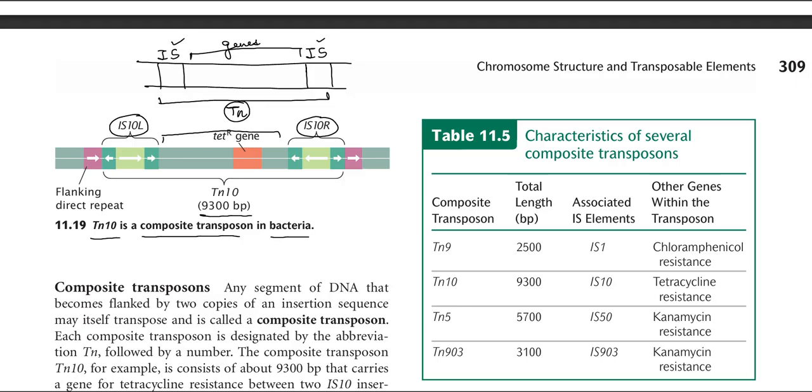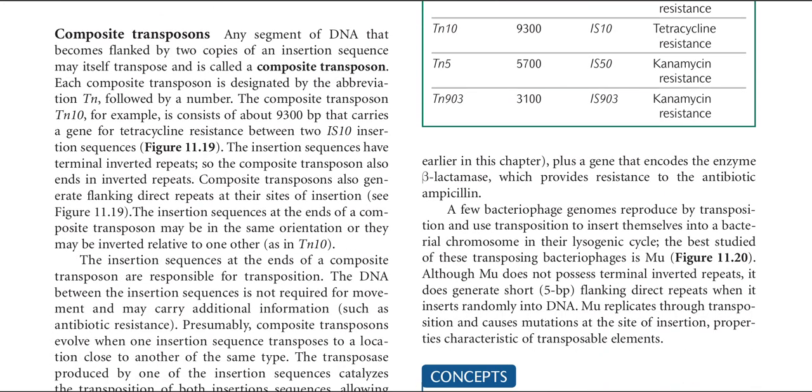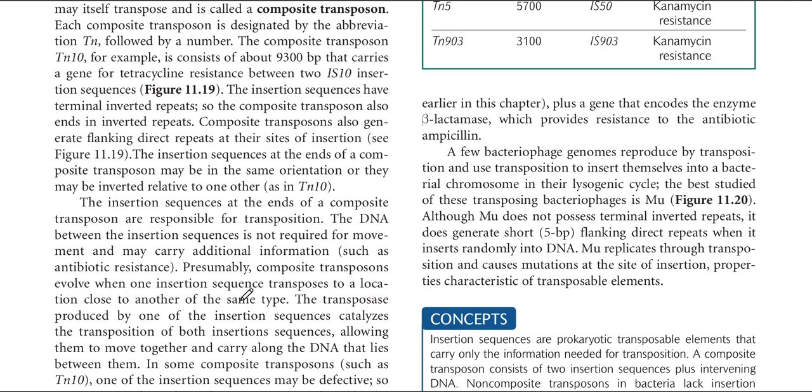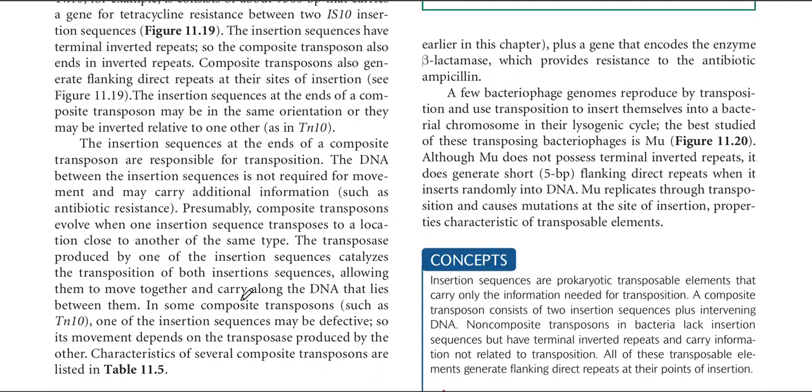The group of genes which are present in the center consist of one very important gene which is very particular to Tn10, that is the tetracycline resistance gene. So the composite transposons will consist of the insertion sequences on either side, and in between they will consist of the group of genes, one of them being the tetracycline resistance gene which is present in the Tn10.